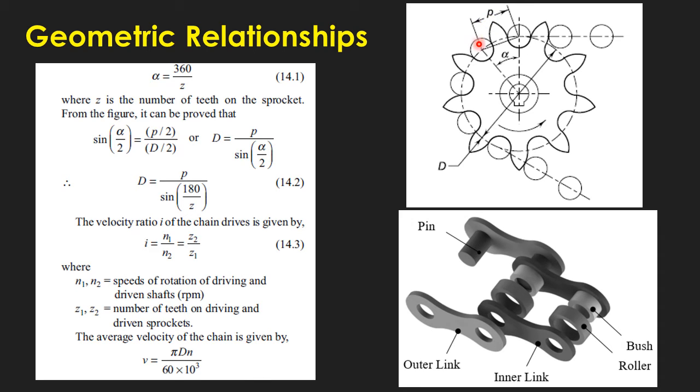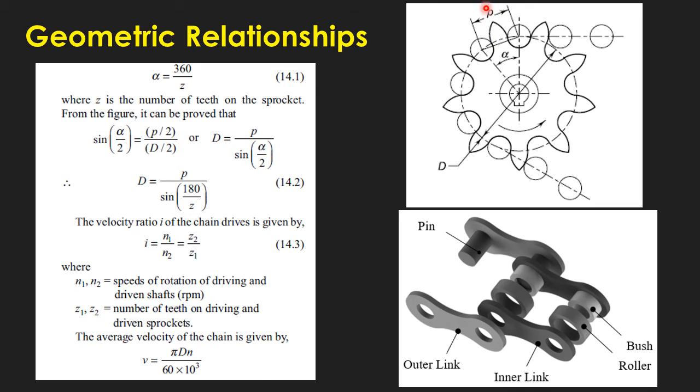Pitch is basically the linear distance between the axes of the adjacent rollers. Let's say from here till here, that is the pitch. It is the linear distance between the axes of the adjacent rollers. So when the chain gets extended, the pitch also increases. When the pitch increases, the rollers will not fit equally into the cavities of the wheels, and the chain will come out of the sprocket wheel. So pitch plays a very important role in chain drives.